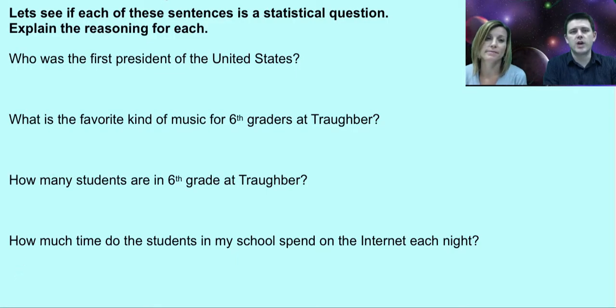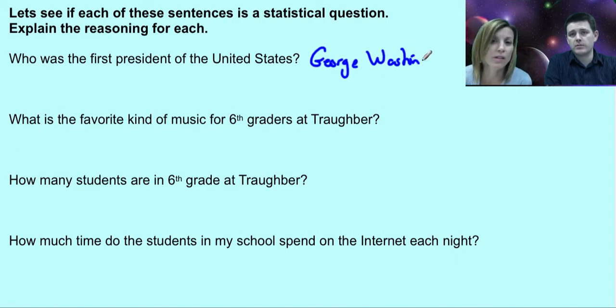So let's give these a try. These are already written there in your notes. We're going to talk through them and decide yes or no, are they a statistical question, and then give a reason why. So, who was the first president of the United States? If you asked 10 6th graders that question, you wouldn't get different answers. Well, that means they'd have to know the answer to the question. George Washington would be the answer.